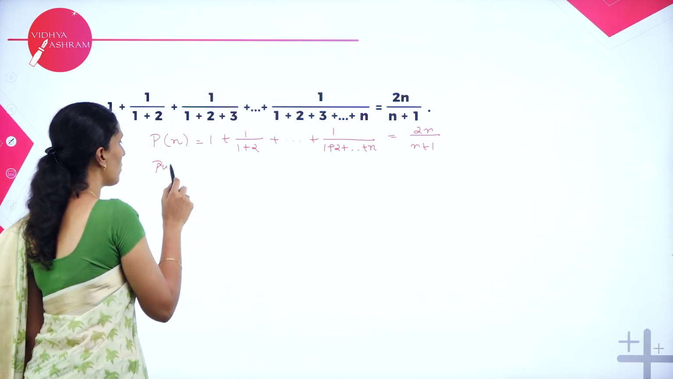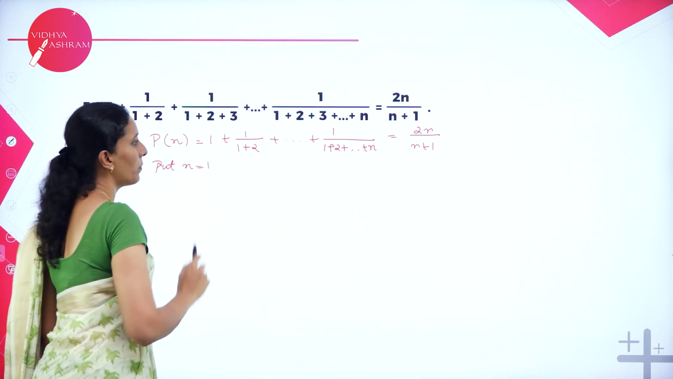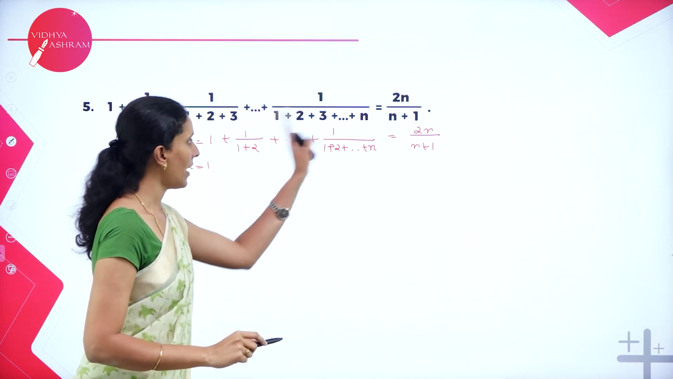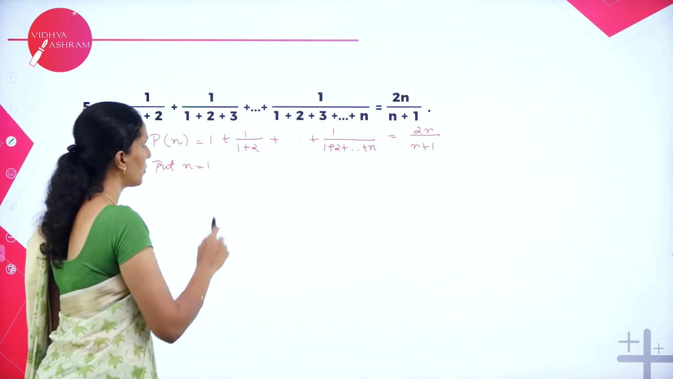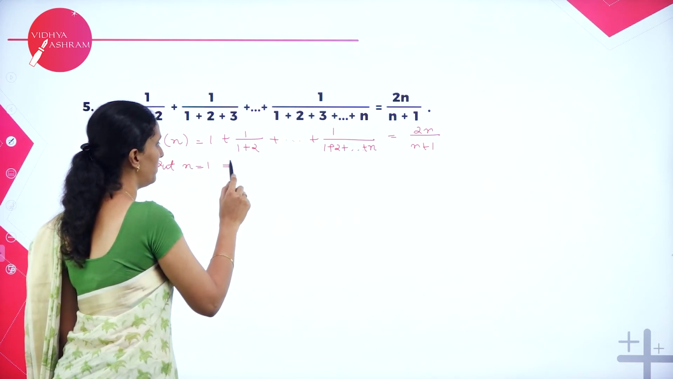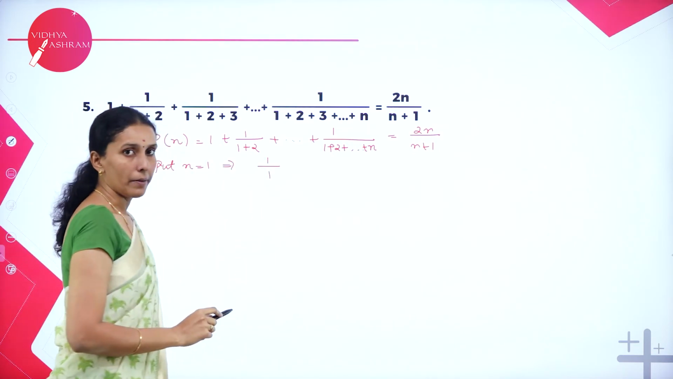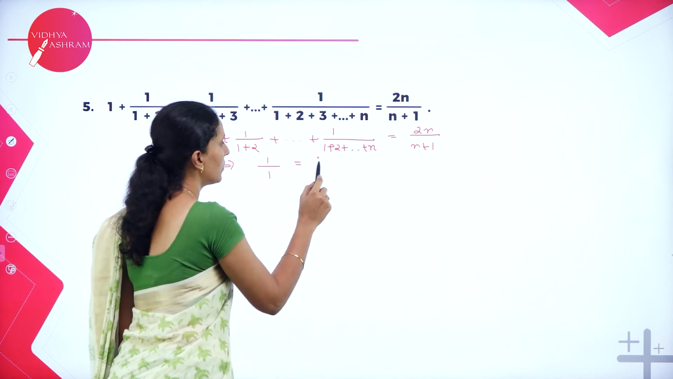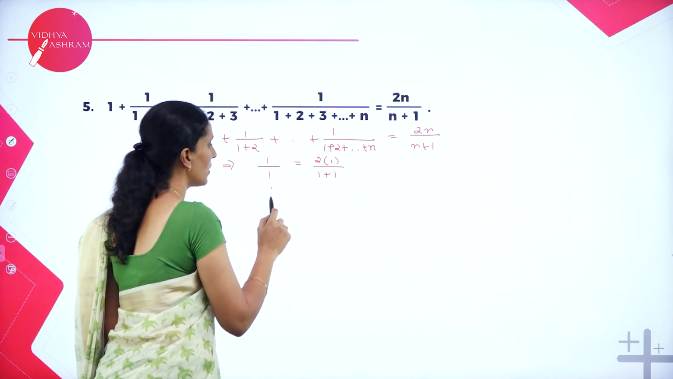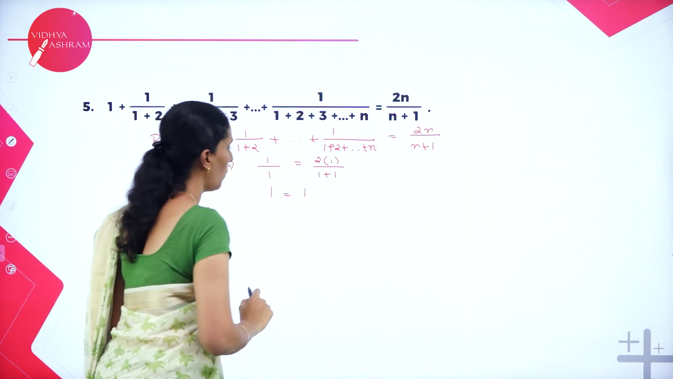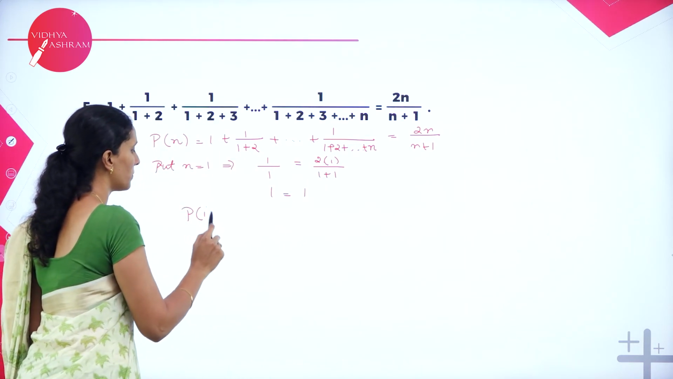So put n equal to 1. If you put n equal to 1 on the left hand side and right hand side, then the left side is clearly 1 divided by 1. On the right side it is 2 into 1 divided by 1 plus 1, so it is 2 by 2, which is again 1. So P of 1 is true.